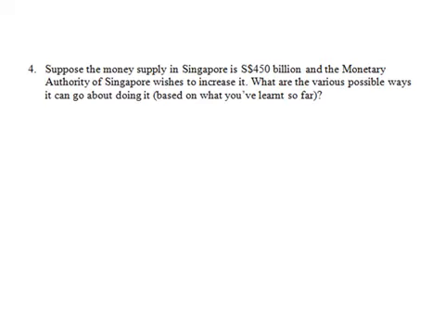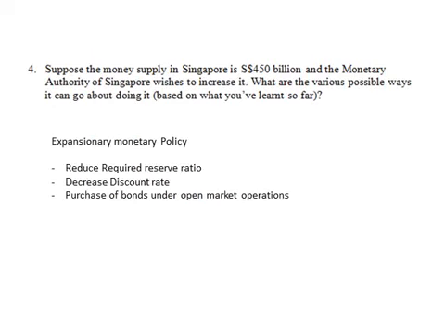Now for this question, it says, suppose the money supply in Singapore is this amount and the central bank, the Monetary Authority of Singapore, wants to increase it. What are the various ways of doing it? Now this is linking this topic to the next topic of monetary policy: how to increase the current stock of money. So we're jumping a little bit. After you have seen the monetary policy lecture, come back to this question again and you will understand this better. To increase the stock of money, the central bank can use expansionary monetary policy. You learn that in the next chapter.